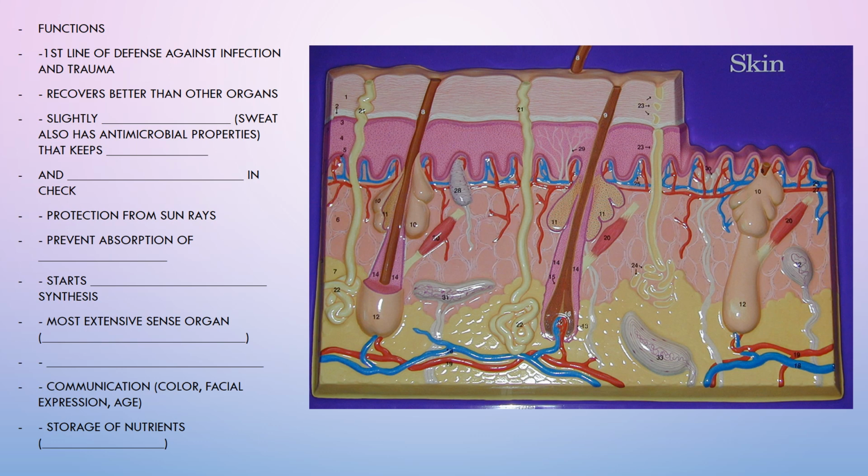Communication. Your skin is an excellent communicator. It works with the muscular system, which then works with the skeletal system in order to give information, right? So facial expression and whatnot. Color of your skin can tell us information about health issues.